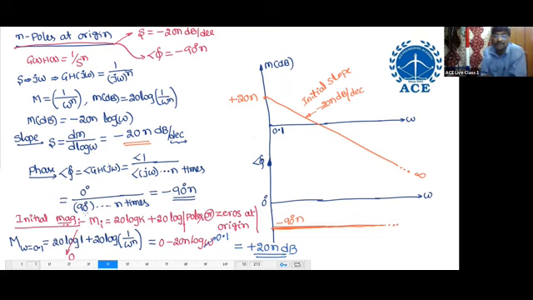The angle of j omega is independent of frequency. Is there any omega term here? No. That's why it is always minus 90. That's all.